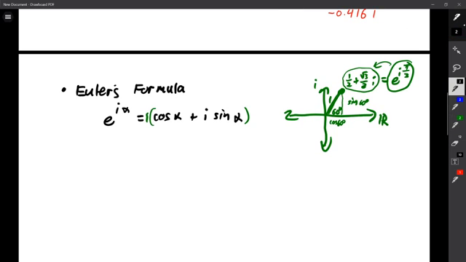Now, the main reason we bring that up in this context is this. Let's say we plugged in pi. So we have e to the i pi. And let's look at what this expands to be. So the cosine of pi, well, pi is 180 degrees. Cosine of pi is -1. Sine of pi is 0. So we're left with e to the i pi equals -1.